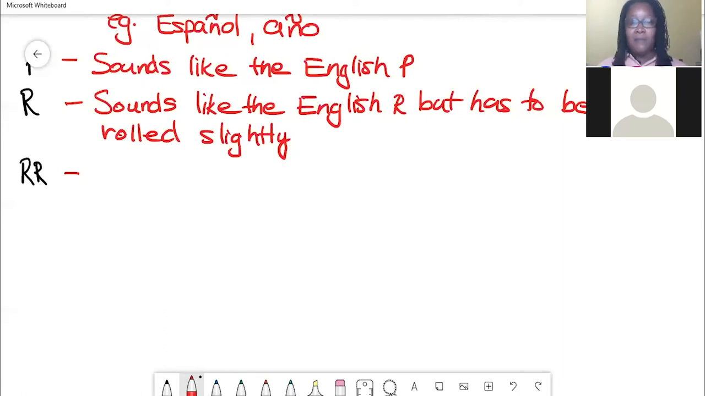But the first R, the single R, has just a very slight roll. The double R, a very heavier double roll. So it's going to be rolled much stronger than the single R.